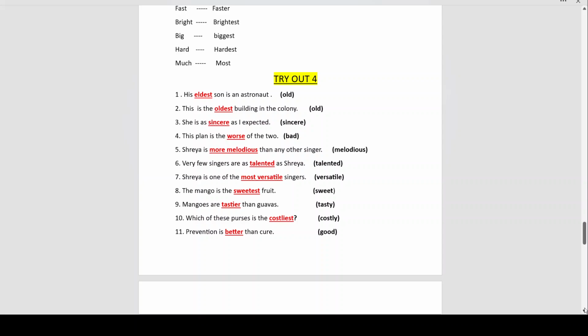So what happens to the degree of old? It becomes eldest. His eldest son is an astronaut. He has two children. So the eldest son is an astronaut.